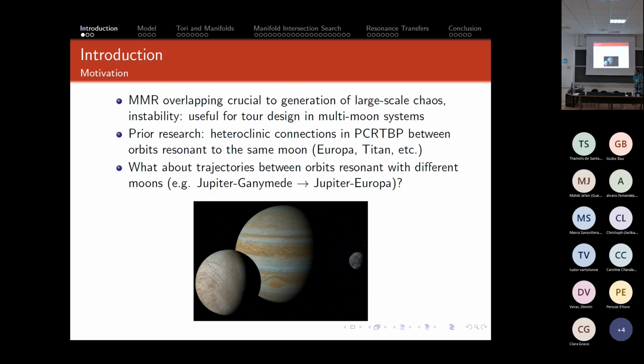So we know that mean motion resonance overlapping is important for the generation of chaos and dynamical instability. And indeed, this can be leveraged for tour design in multi-moon systems. So, for example, there have been studies previously finding heteroclinic connections between, say, Jupiter-Europa resonant orbits or Saturn-Titan ones. But then the question is, as was alluded to in Professor Ross's talk this morning, how about transitioning between resonances that are resonant with different moons in a given system?